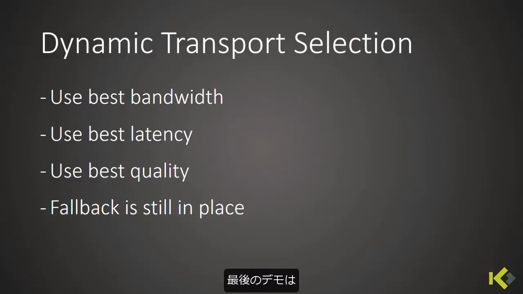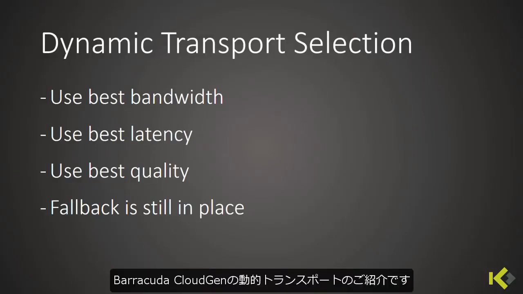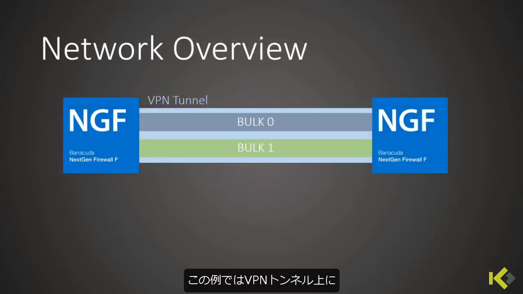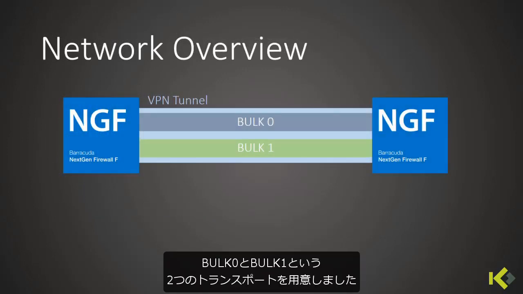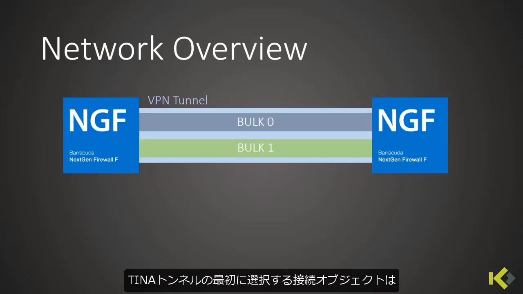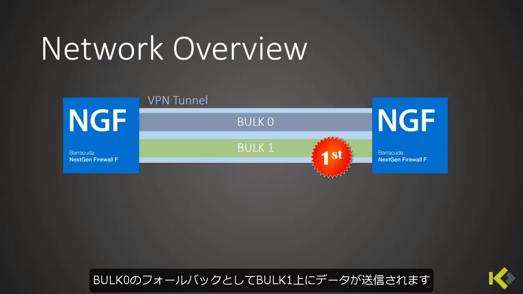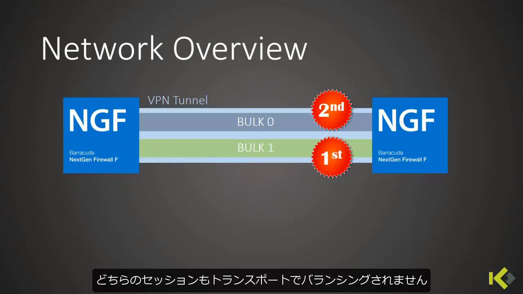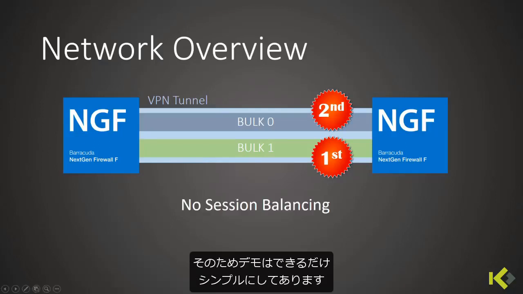In our last demo, we'll give you an example of how Barracuda NG has implemented its dynamic transport selection. In our example, we have two transports in our VPN tunnel named bulk 0 and bulk 1. The connection object of the TINA tunnel's first choice is to send data onto bulk 1 using bulk 0 as fallback. None of the sessions will be balanced on the transports, so we'll keep our demo as simple as possible.